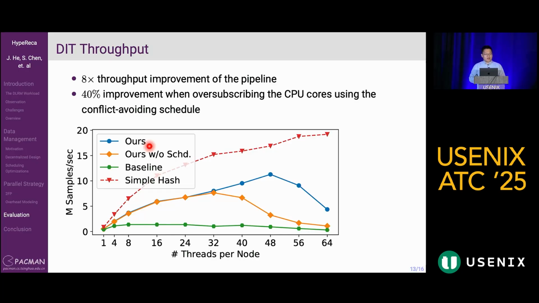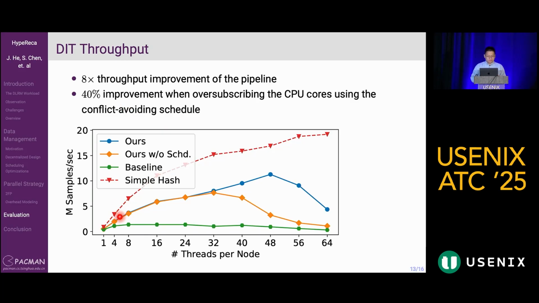So let's come to the evaluation part. First, we conduct a micro benchmark of the DITs. We have two things to compare. The first is a baseline that uses naive locking. It means each worker just selects its chunk and uses locking to prevent other workers from accessing that. It is a baseline. And there is another ideal upper bound. We use simple hashing in each worker, and it does not read or write, just using hashing to do some data movement. So this is an ideal upper bound because there is no contention.